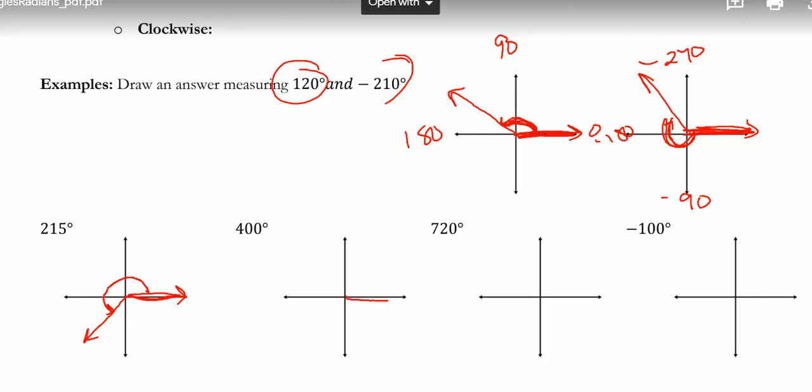400 degrees. So I start with my initial side. I know this is 360, but I have to go a little past 360 to get to 400. So it's going to be there. Go ahead and pause this video and try the last two on your own.